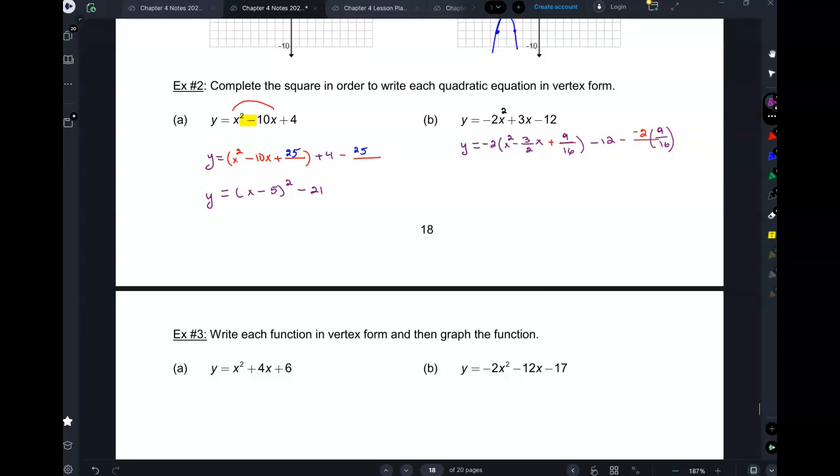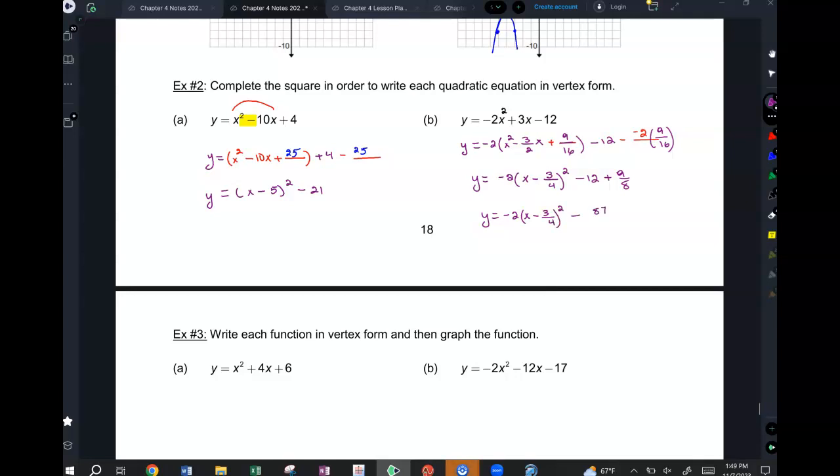Eventually, we're going to change it all to plus. So this is y equals negative 2, x minus 3 over 4 squared. And then here I have minus 12 plus 9 over 8. So finally, y equals negative 2, x minus 3 over 4 squared minus 87 over 8. Okay?